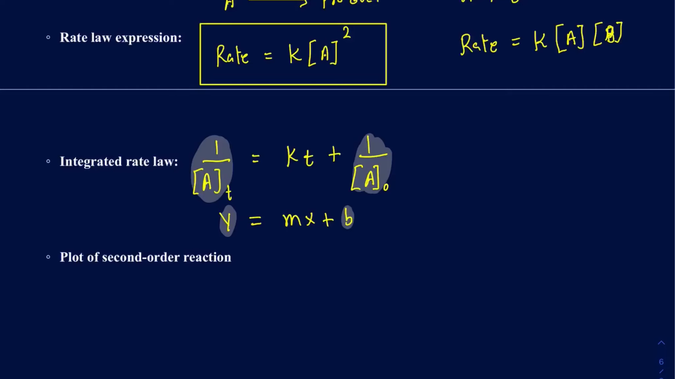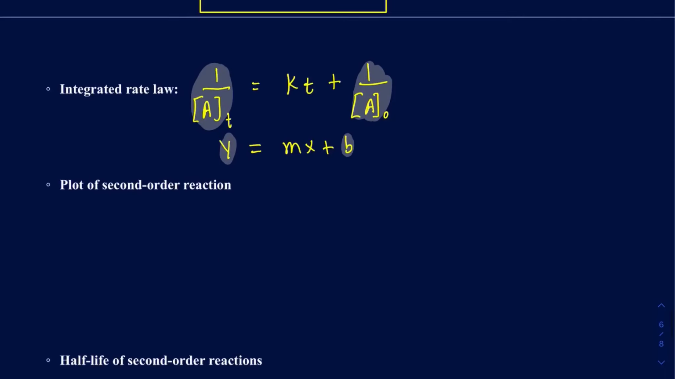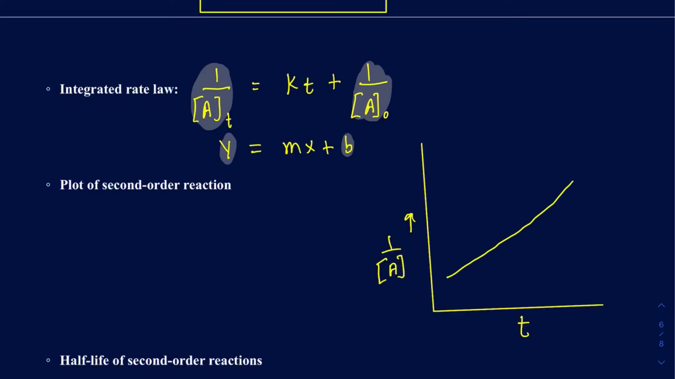So when I'm actually plotting this, let me show how that's going to look. I'm going to have time on the x-axis, and on the y-axis it's going to be 1 over the concentration. So at the end of the day, your equation is going to be a straight line with a positive slope. In this particular case, the slope would be equal to the rate constant.